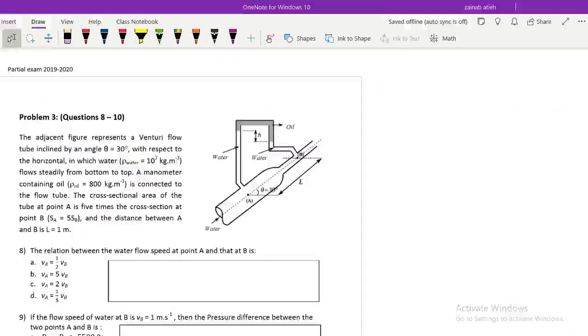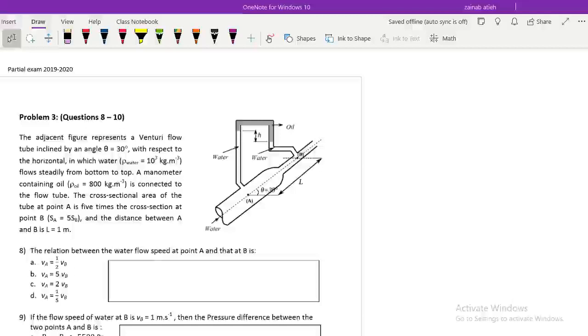I have chosen to solve problem 3, which is related to fluid mechanics. This problem says the adjacent figure represents a venturi flow tube inclined by an angle theta equals 30 degrees with respect to the horizontal, in which water, rho equals 10 to the power 3 kilogram per meter cube, flows steadily from bottom to top. A manometer containing oil, rho equals 800 kilogram per meter cube, is connected to the flow tube. So you can see that we have a manometer, a U-tube from the upper side. In this case we have to find the pressures PA and PB using this manometer.